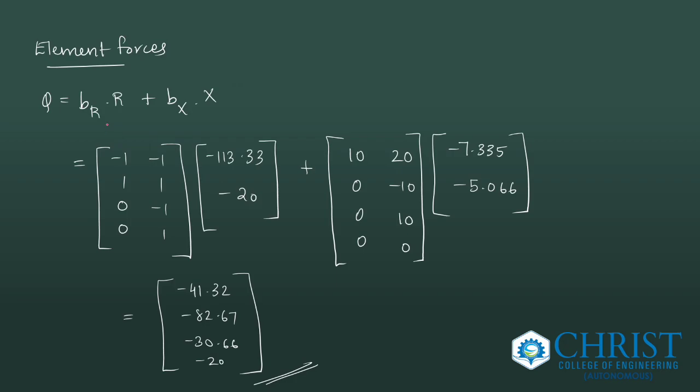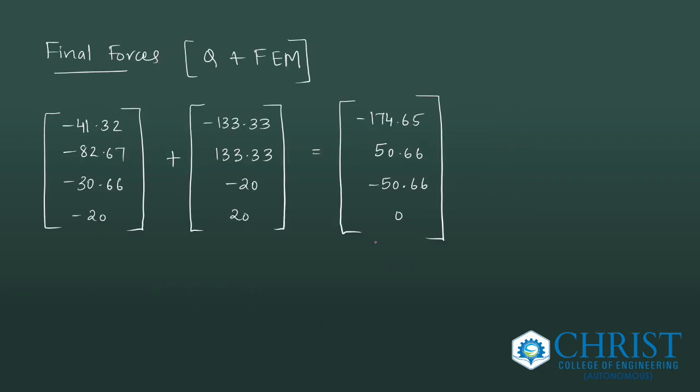Now element force is Br dot capital R plus Bx dot X. Substituting these values Br and load matrix, Bx, and the x value that we found, totally we will get a q value. This all has to be done in a calculator so that you can easily find out the values. Then finally, q plus fixed end moment. This is the fixed end moment we already calculated. Adding both these, we will get the final end moment.